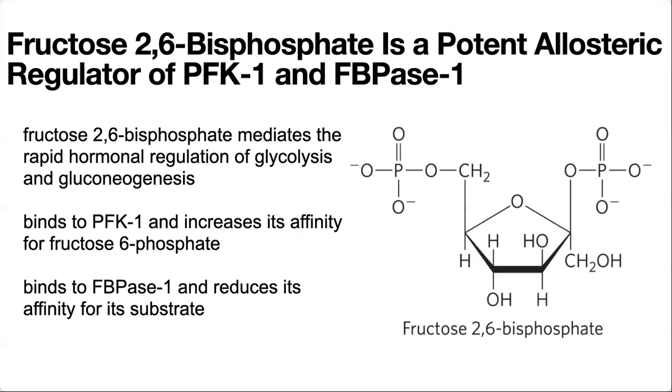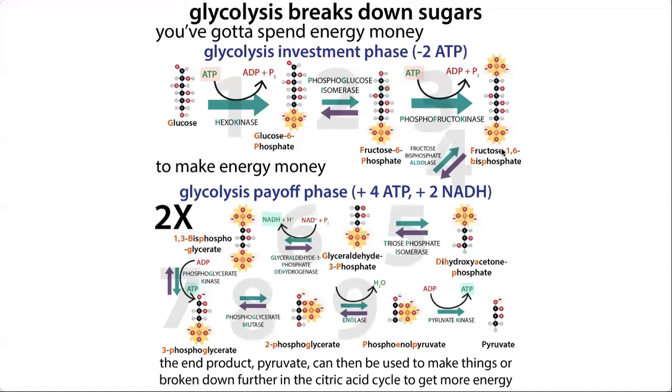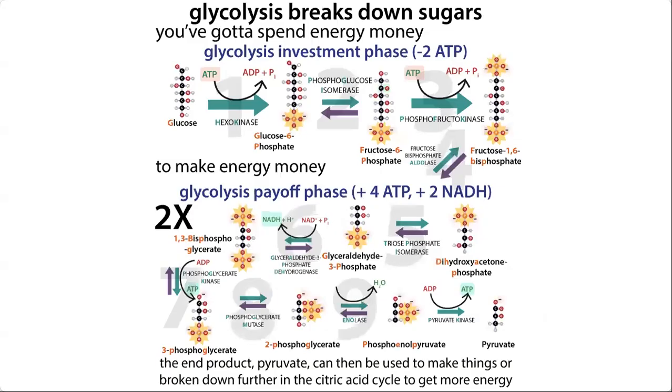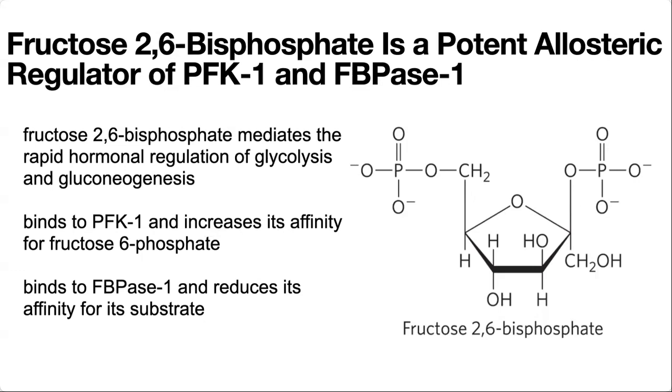Another regulator of PFK1 as well as FBPase1 is a molecule called fructose 2,6-bisphosphate. It's another allosteric regulator, and it sounds like something from your glycolysis pathway. There we had fructose 1,6-bisphosphate, and here we have fructose 2,6-bisphosphate. When you see bis, it's saying there are 2 phosphate groups in 2 different places. If you see diphosphate, like ADP, adenosine diphosphate, the phosphate groups are attached to one another in a row.